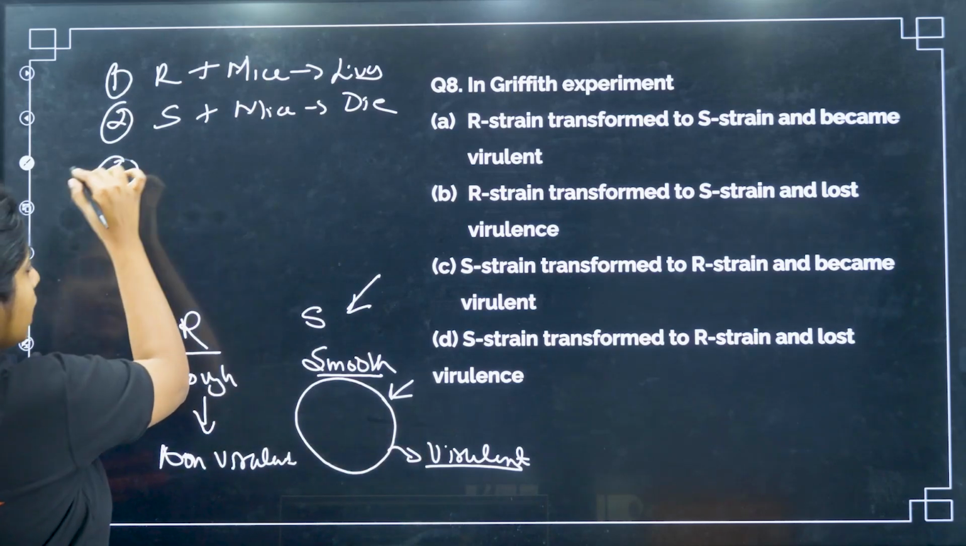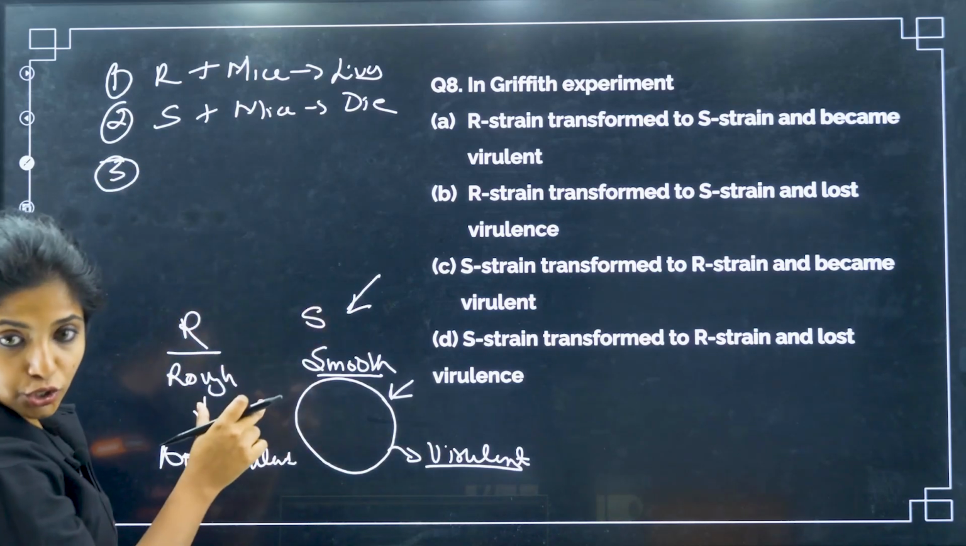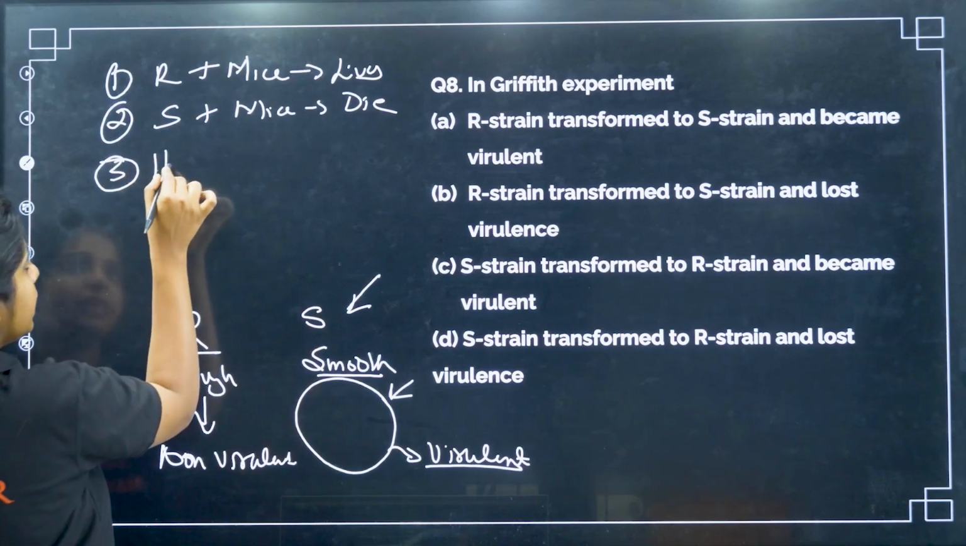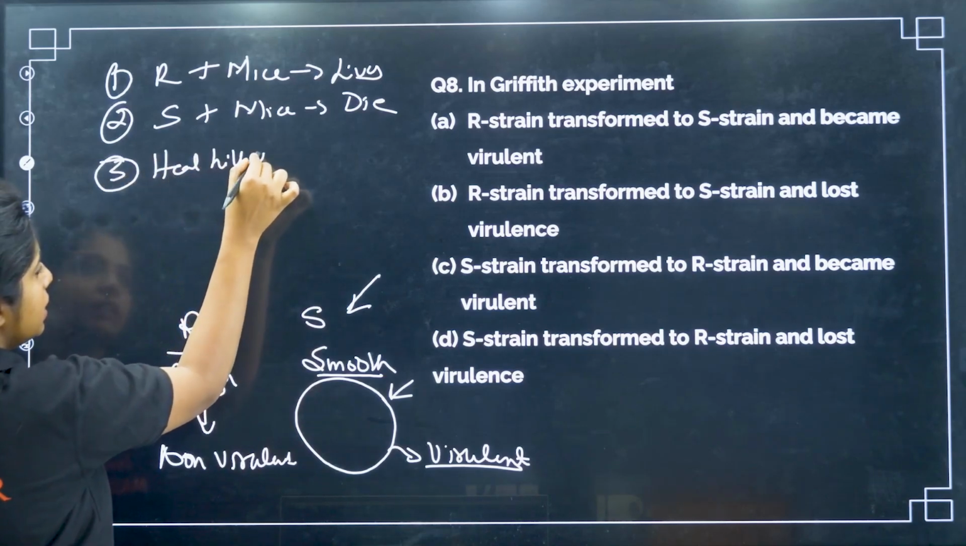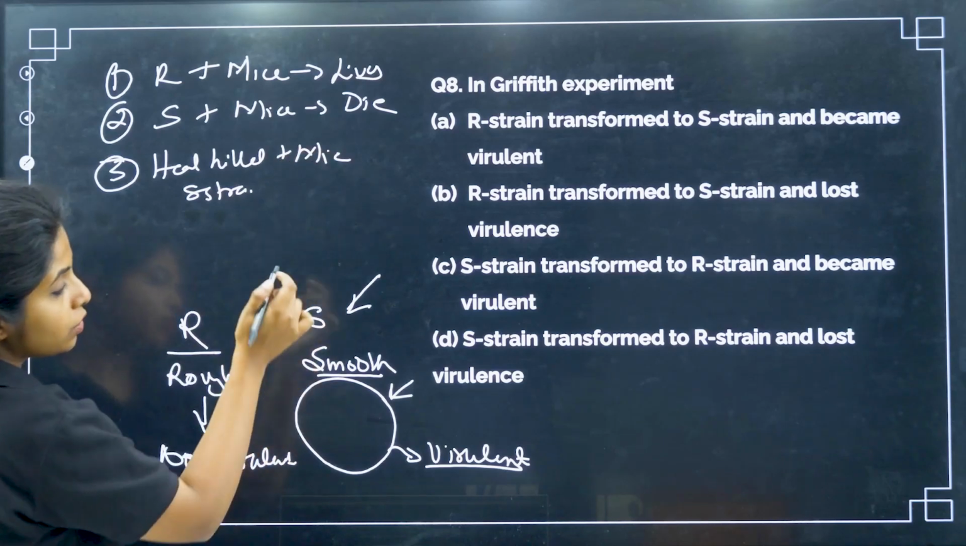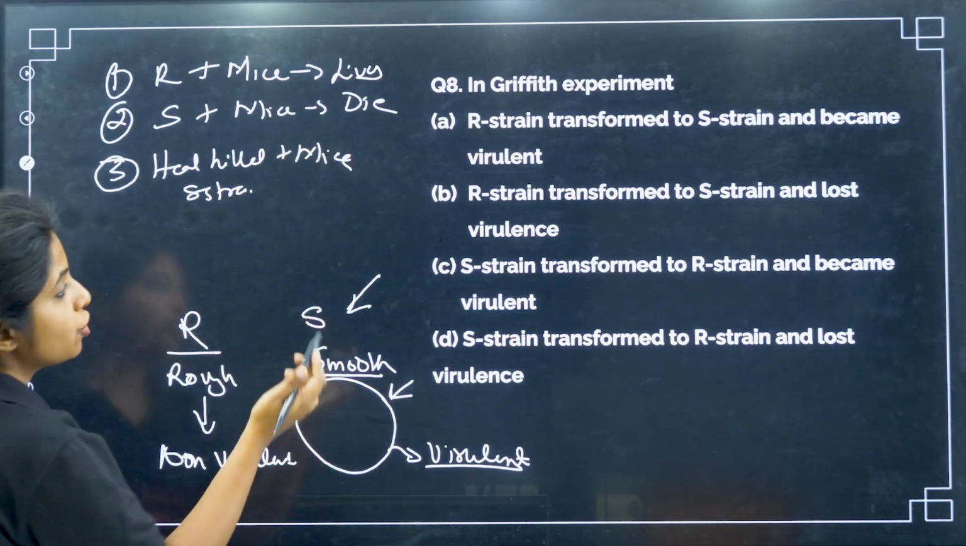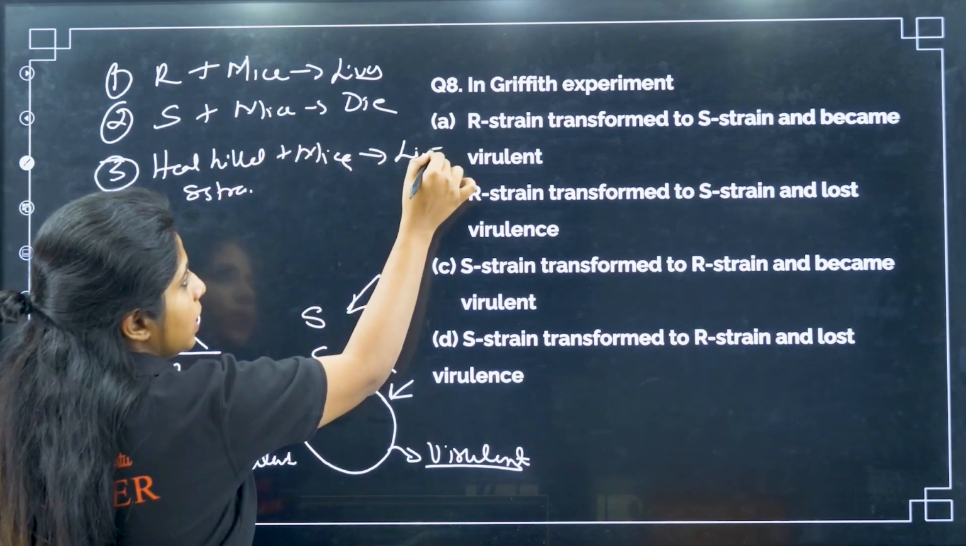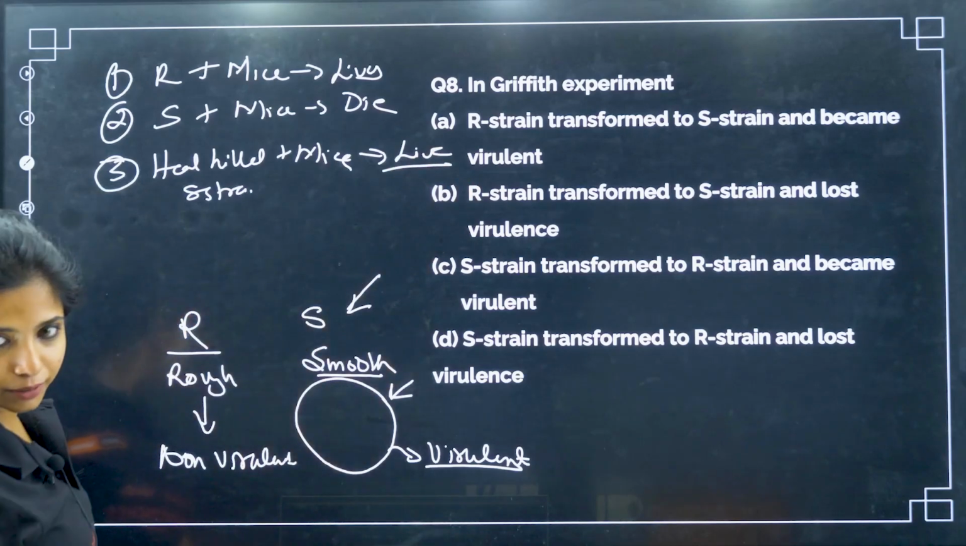Now what did I do is that I heat killed. That means I treated the S strain with heat. So I'll write heat killed S strain. Heat killed S strain, and then I put it in the mice. Because of heat, some changes were happening to the smooth strain, which is why it was not virulent anymore, which is why the mice lived.